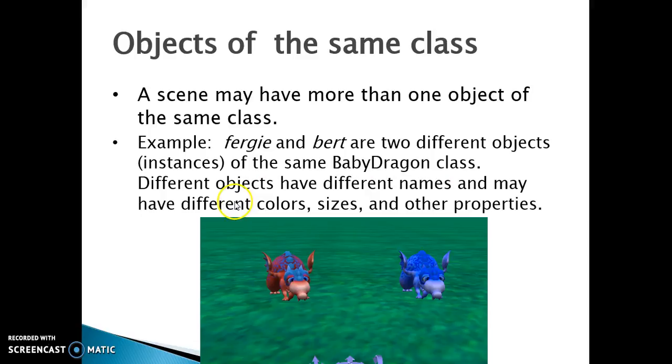So this is really important too. Different objects have different names. They might have different color sizes and other properties. They might not. They might look identical, but you need to tell the program which one to manipulate, and that's why you need to name them. You could call it Fergie 1 and Fergie 2 if you wanted to. I think it's more interesting if they have different names. That's going to be your call. Okay, so we've got an example here of a scene with 2 different objects from the same class. And that's it.